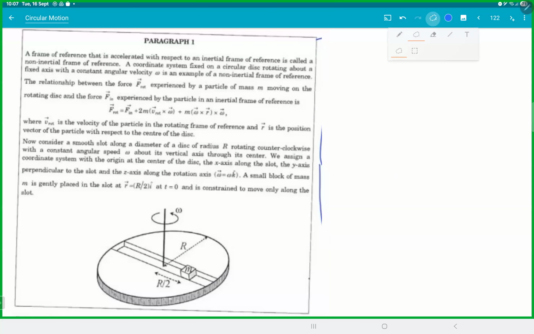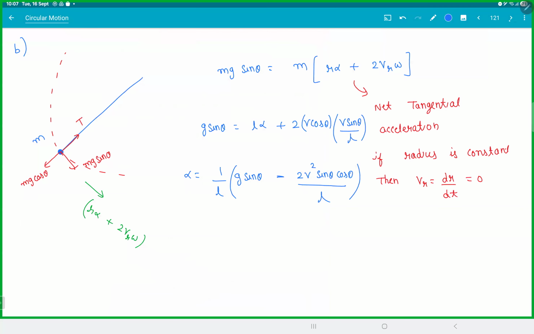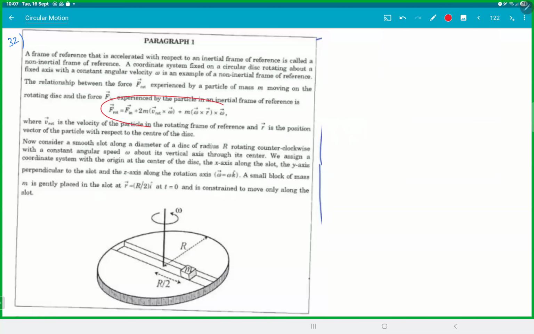So that is the thing. This is what I was saying. Whenever they ask you something now, they will give you this thing. I'll write down what they wrote here. So F net is F inertial, that is the forces in the ground frame, plus 2m v radial cross omega. This was your Coriolis force, Coriolis acceleration thing, plus m omega cross r bar cross omega. This is your centrifugal force. And so they explained all that story here.